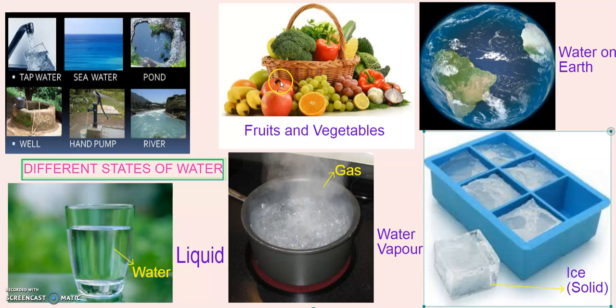And fruits and vegetables contain water. They contain a large amount of water in them. Broccoli and these fruits, bananas, pomegranate, grapes, all these vegetables and fruits contain more water. When we eat them, we get water from them.